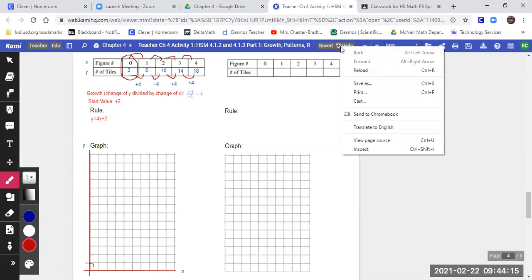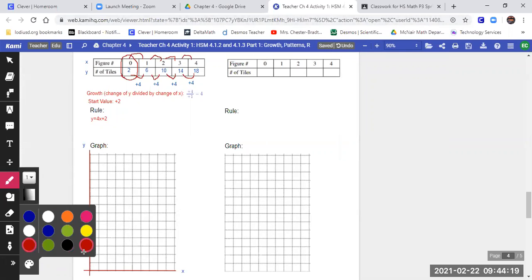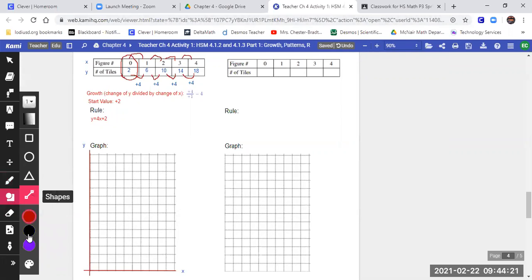Okay. So that means I've got 2. I'll use my line feature. 2, 4, 6, keep going, 8. Try and keep them on the line.